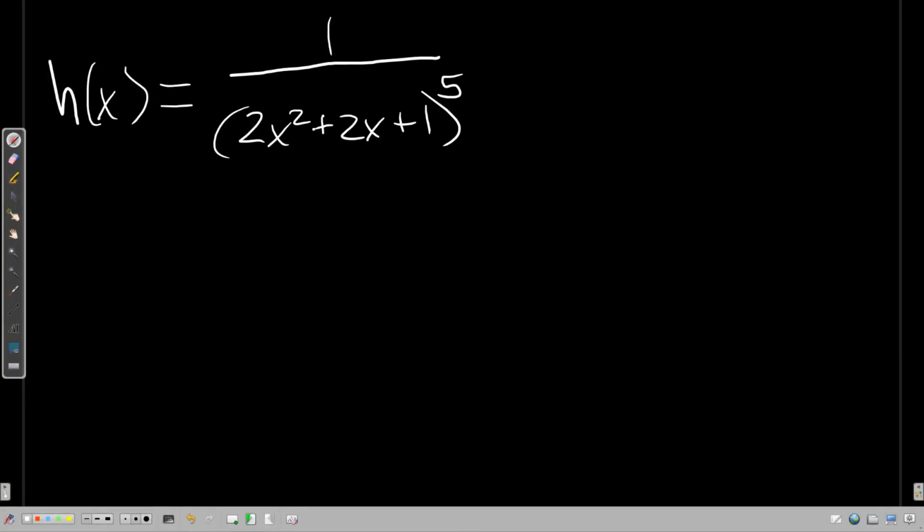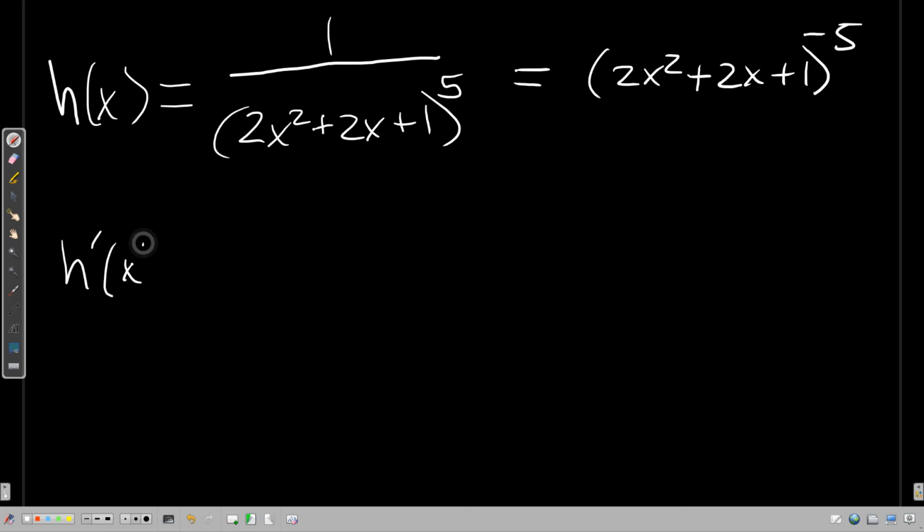All right, I've got my equation written. There it is. You know the drill by now. Do not mess around with the quotient rule. Just come in here and say 2x squared plus 2x plus 1 to the minus 5th. Let's see if we can just write h prime this time.